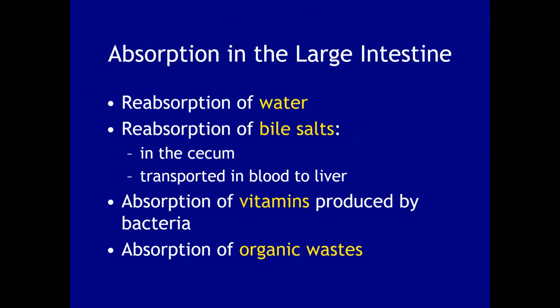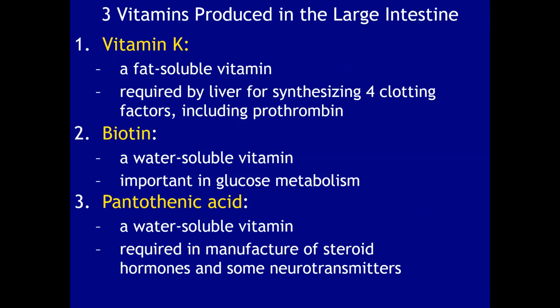In the large intestine, there is the reabsorption of water, the reabsorption of bile salts that then go back to the liver. You have absorption of vitamins, and organic waste are absorbed. In the large intestine, you do produce vitamins: vitamin K, which is fat soluble, which is necessary for clotting. Biotin is water soluble and is necessary for glucose metabolism, and then pantothenic acid helps with the production of neurotransmitters and steroid hormones.